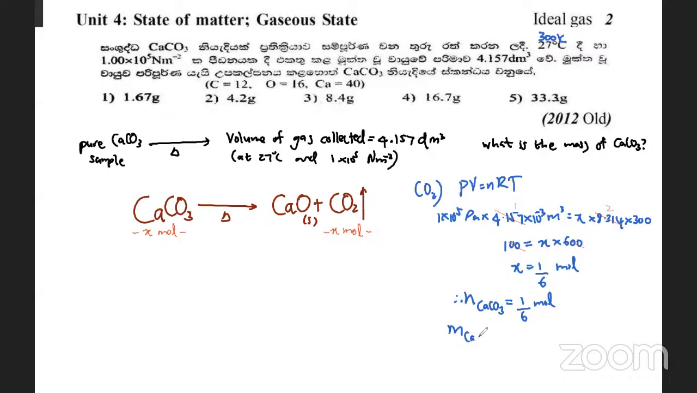Mass of calcium carbonate is number of moles into molar mass. Number of moles is 1 over 6. Molar mass is famous, it is 100 directly. It is 100 over 6. When you divide 100 over 6, you will be getting 16.67 grams, roughly taken as 16.7 grams. So I think the answer is the fourth one.